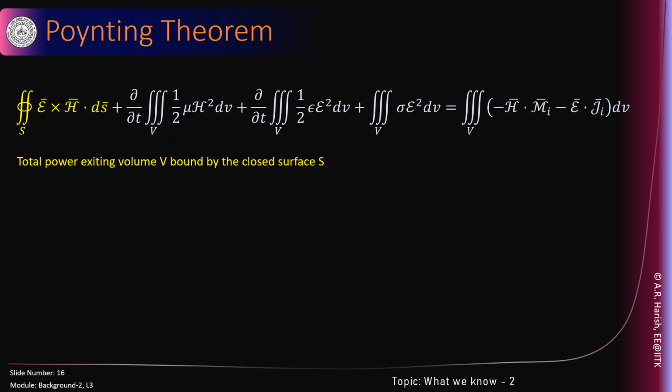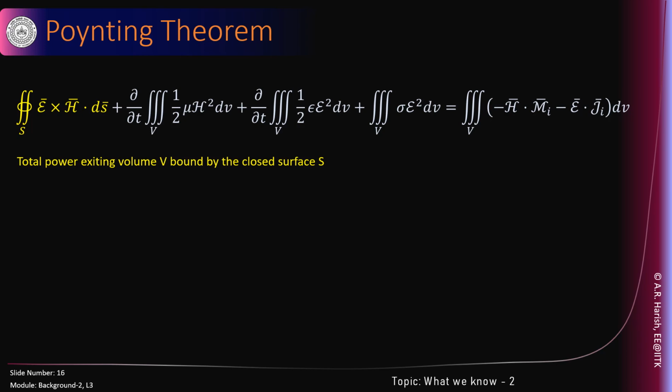E cross H. E has the unit of volt per meter, H has the unit ampere per meter. Product of that is volt ampere per meter square, that is like power per unit area. So if you integrate over the complete surface, then you get the total power exiting volume V, which is bound by the closed surface S. This is the power flow. Hence, E cross H is known as the power density, also Poynting vector.